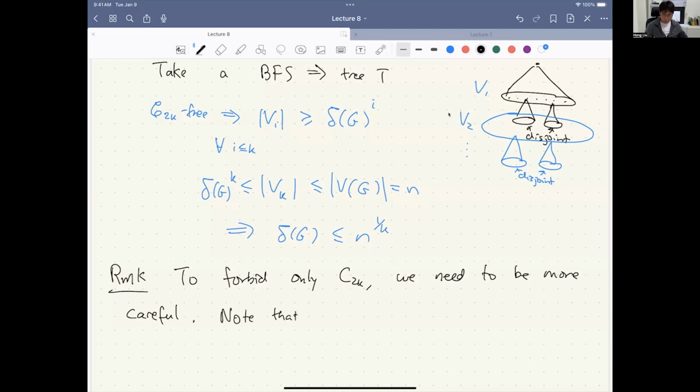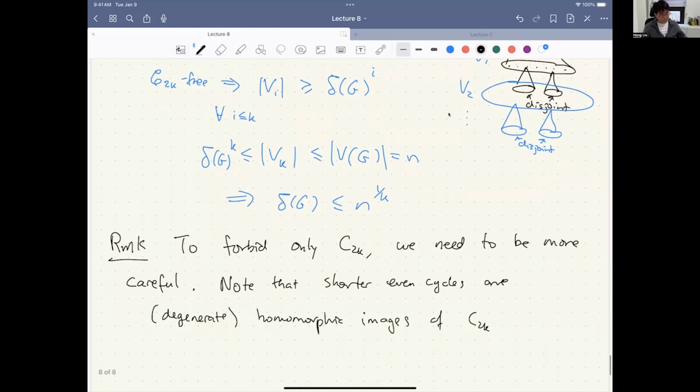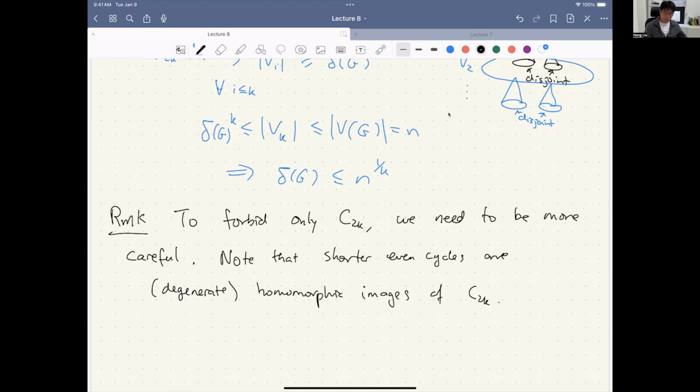Note that shorter even cycles are homomorphic images of C2K. So we need to be careful: finding just a homomorphic image of C2K is not enough. So we need to exclude them.